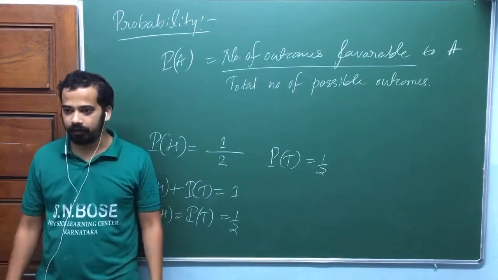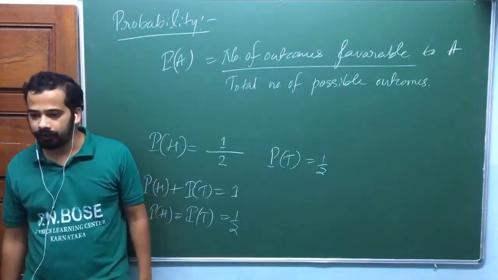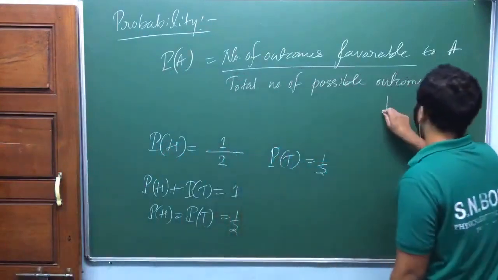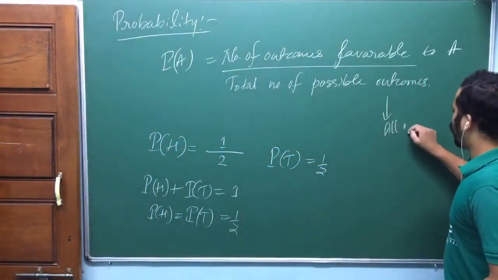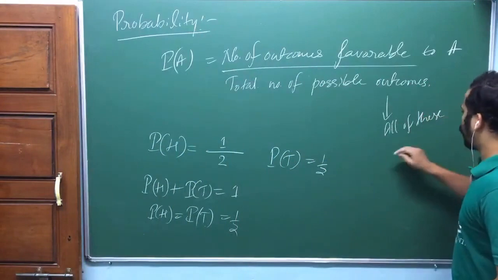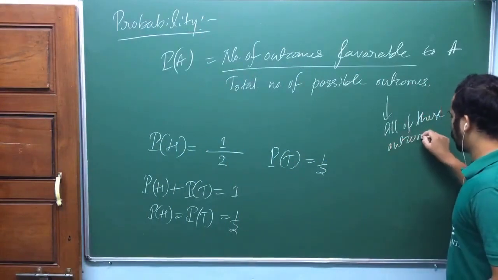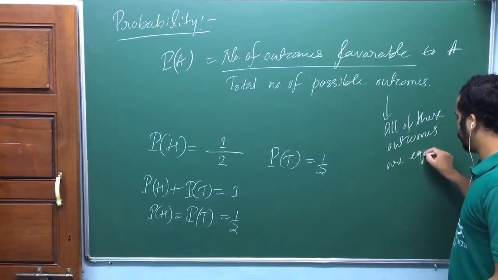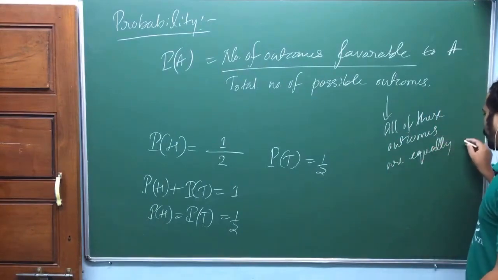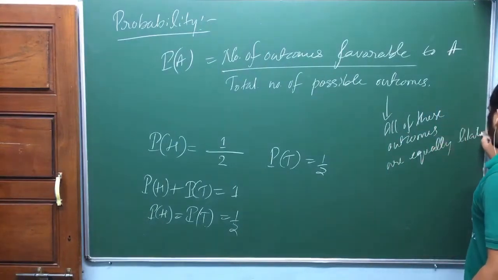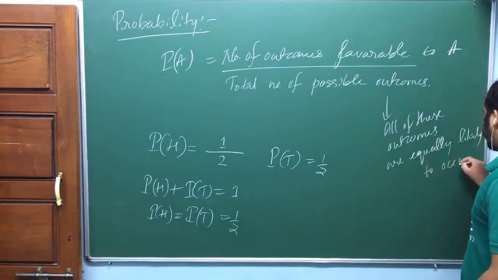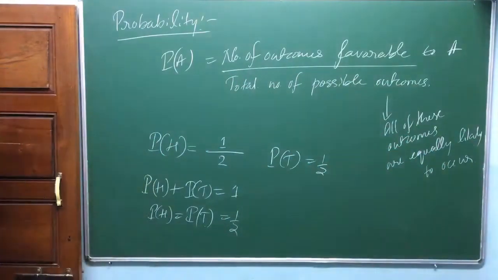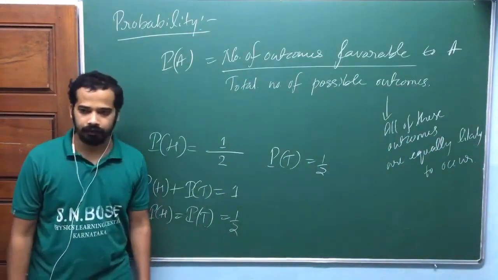They have equal priorities. None of them are favored. Is that okay? Can you write this one? So again, this definition is true when all of these outcomes are equally likely to occur. Equally likely to occur, or equally a priori.